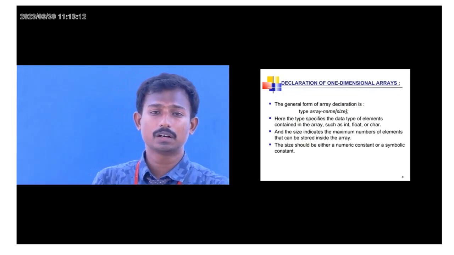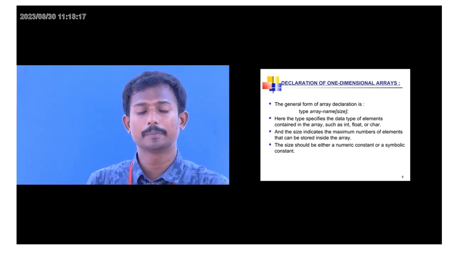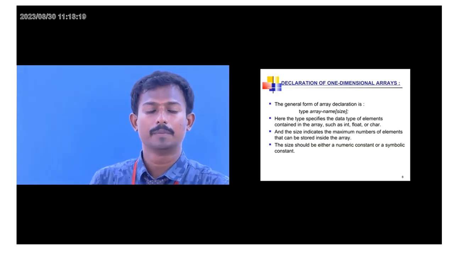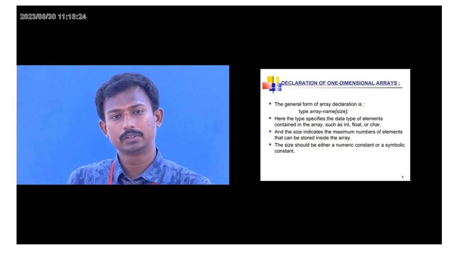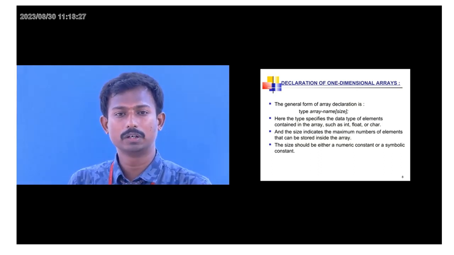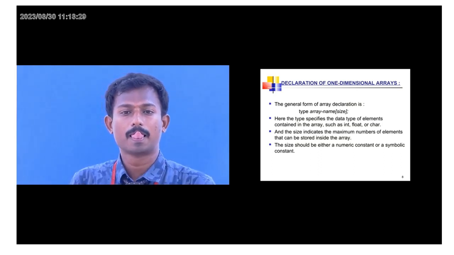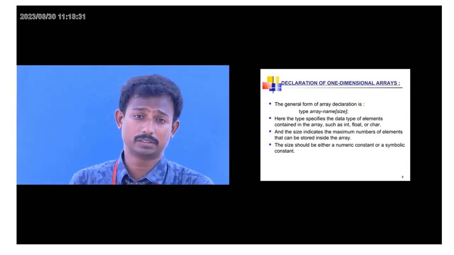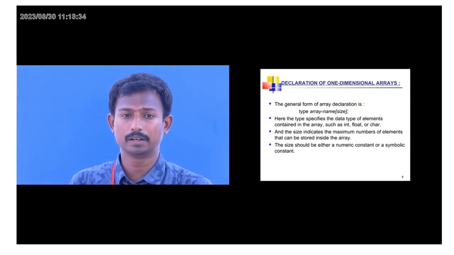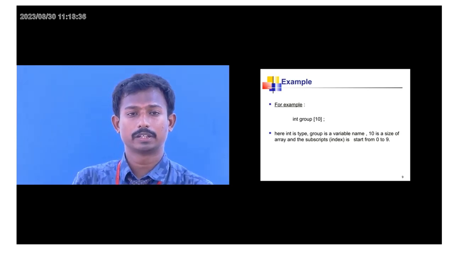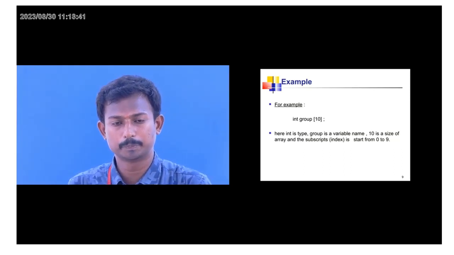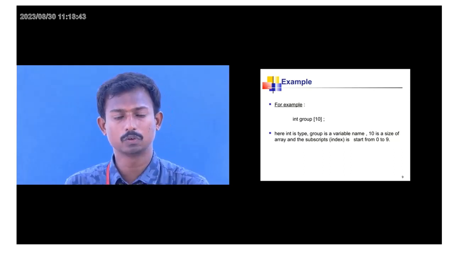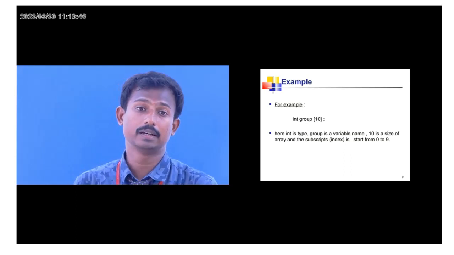So this is the syntax for the declaration of a one-dimensional array. Type is denoted as a C data type, maybe integer or float. Next is the array name, which is the name of the array, and the final one is size. It is the index value. The size must be a numeric constant or symbolic constant. The next one is an example of an array in a group of 10. Integer is a valid data type in C, group is my array name, and 10 is the size of the array.